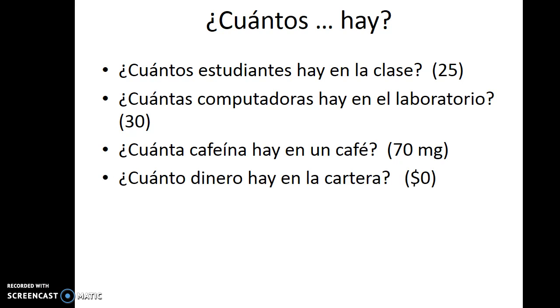And our last one, just to show you our other form we can have of cuántos, is simply cuánto. Okay? So dinero is money. So we wouldn't say how many money, but how much money. It's singular. So that's why we've changed cuántos back to cuánto. ¿Cuánto dinero hay en la cartera? How much money is there in the wallet?